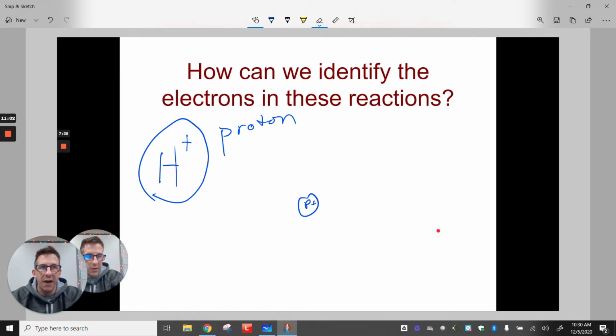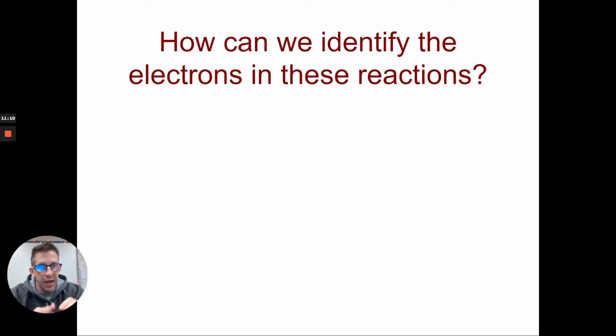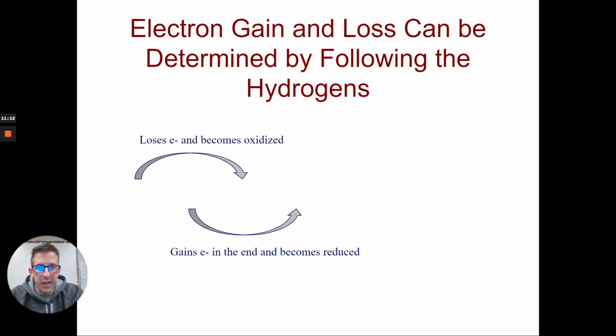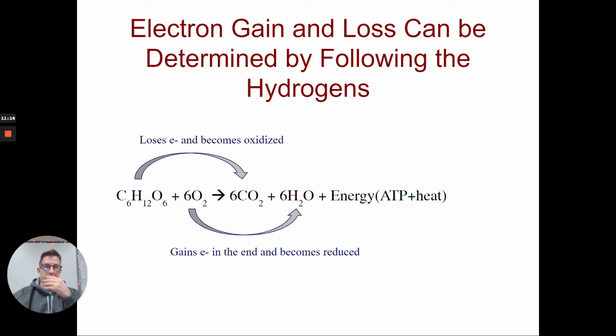So we have to be careful what we're looking at when we refer to them either as an electron or a proton. But let's get into when we refer to them as electrons. Okay. So electron gain and loss can be determined by following the hydrogens, and so we're looking here at some compounds in which we see hydrogens bonded to other things, so we can kind of consider them as neutral hydrogens. They still kind of have their electrons associated with them, okay?